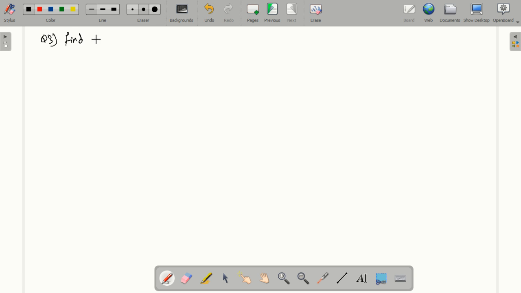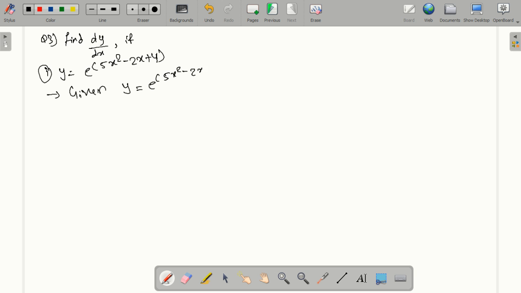Find dy by dx if the first sub question is y is equals to e raised to 5x squared minus 2x plus 4. This is your first question, right? So what you need to do, given y is equals to e raised to 5x squared minus 2x plus 4.